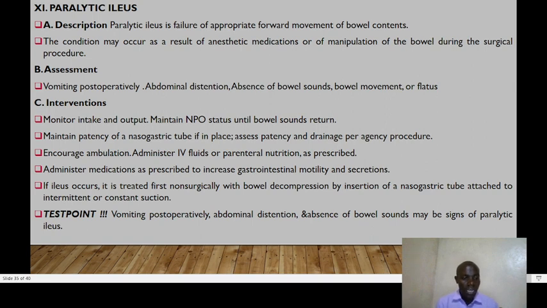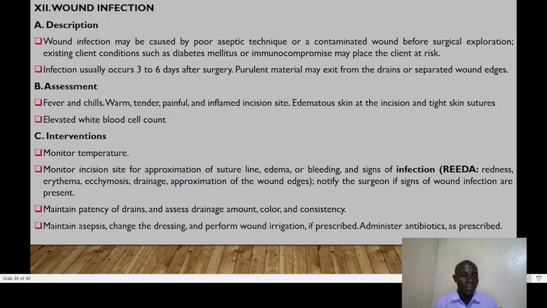If the ileus occurs, it is treated, okay, non-surgically with bowel decompression by inserting a nasogastric tube attached to intermittent or constant suctioning. Remember, the test point is that when the patient is having vomiting post-operatively, or the patient has abdominal distension and absence of bowel sounds, these could be signs of paralytic ileus.